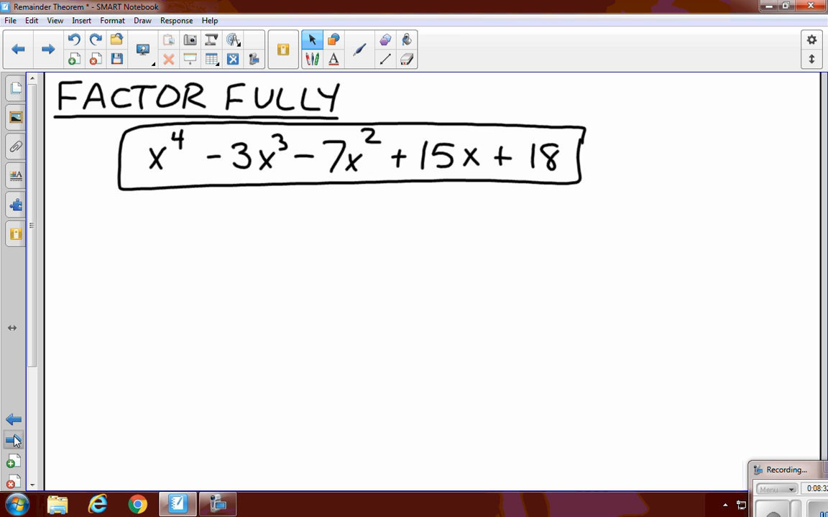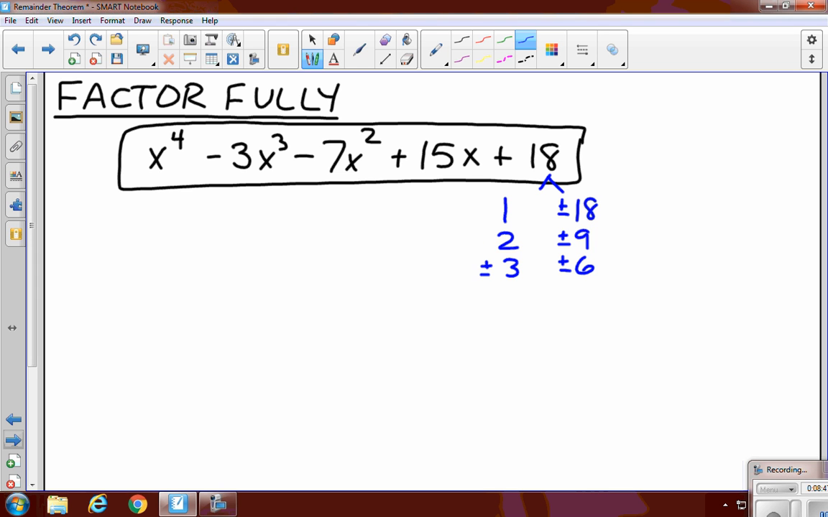And you could just, as we said before, take some stabs in the dark, or start with this constant and think, well, 1 and 18 could be some, 2 and 9, 3 and 6, all of these, and any combination of plus minuses, all of these multiply to 18. So we take a stab at it and we say, okay, step 1, let's try to find one.